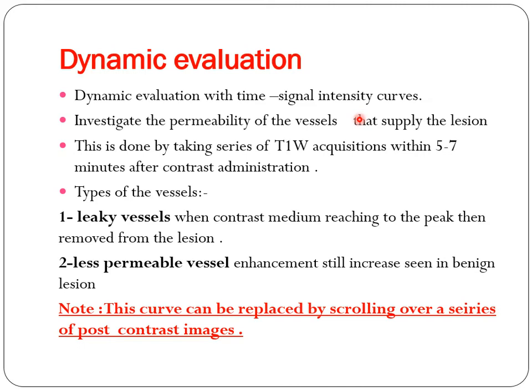It investigates the permeability of the vessel that supplies the lesion. This is done by taking a series of T1 weighted acquisitions within 5 to 7 minutes after the contrast administration. The type of vessel, according to the dynamic evaluation, is divided into 2. Leaky vessel. What are the leaky vessels?